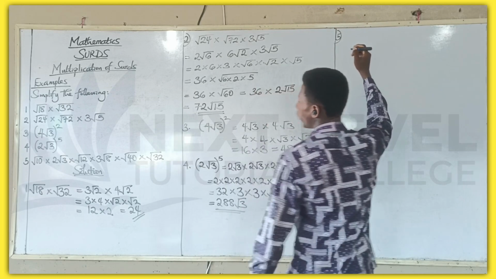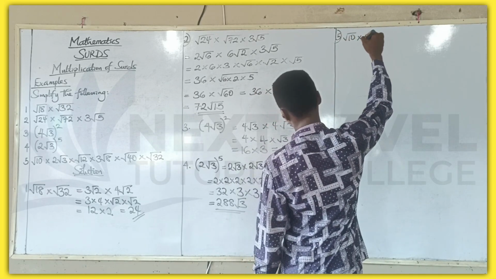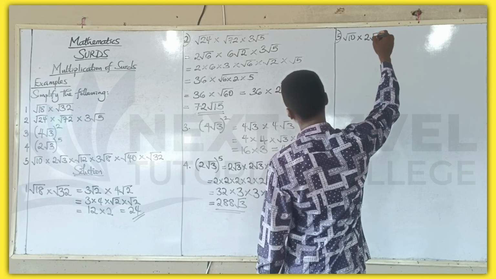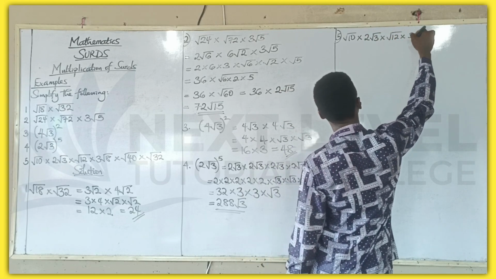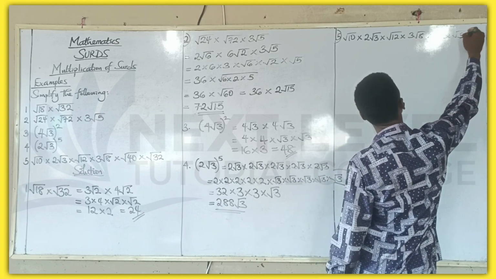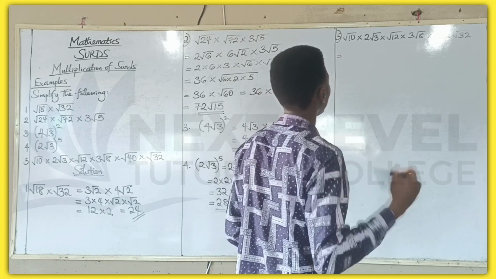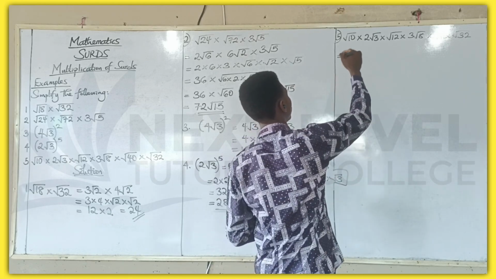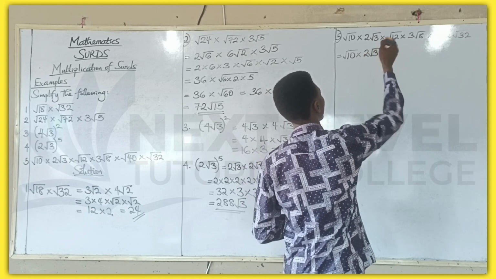We have surd 10 times 2 root 3 times root 12 times 3 root 8 times root 40 times root 32. So we simplify what we can simplify and leave the ones we cannot. For example, root 10 cannot be simplified further; 2 root 3, you can simplify this further.